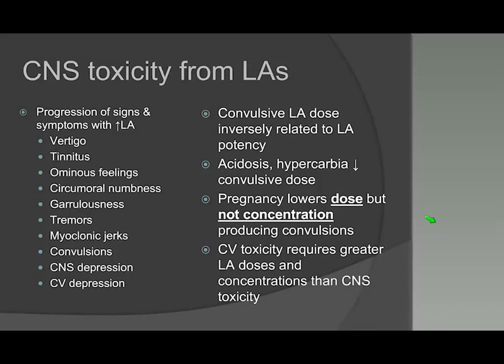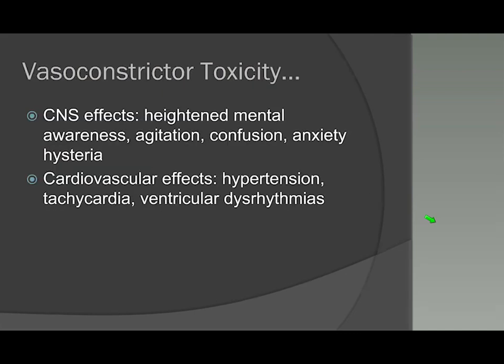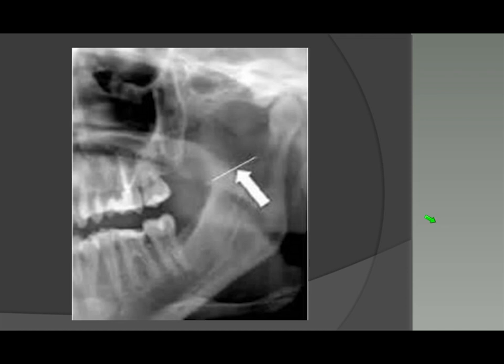CNS toxicity is very serious. Most of us know these complications from it: it can lead to convulsions, tinnitus, vertigo, circumoral numbness, or some of the earlier signs. It is a medical emergency, and generally you need to give basic life support, and activate your ACLS team or EMS if you're not in a hospital setting. Vasoconstrictor toxicity is about what you'd expect: heightened mental awareness, agitation, tachycardia, hypertension, and cardiac arrhythmias.